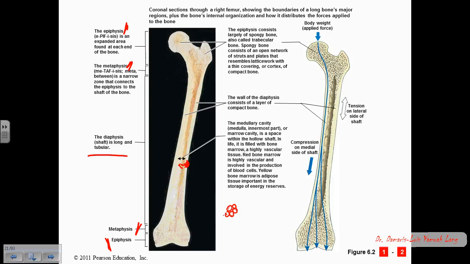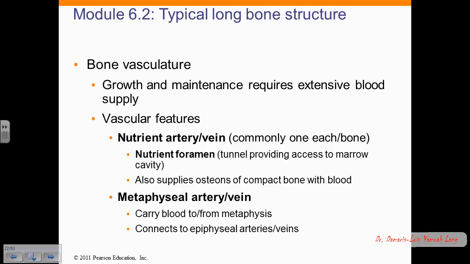The blood vessels, where did they come from? Some of them enter through the shaft, some of them enter through the metaphysis and divide into the different capillaries. So when we look at the bone blood vessels, or what we call the bone vasculature, we have artery and veins, usually one in each bone, going through a foramen and supplying the osteons of the compact bone, because each osteon has what? The central canal, and the central canal has the blood vessels in there. And some can enter through the metaphyseal as well.